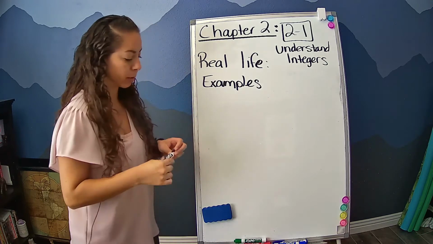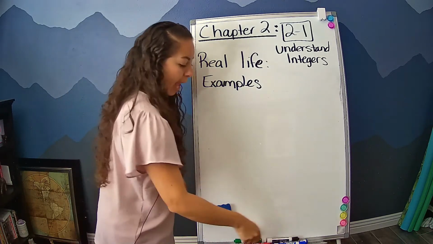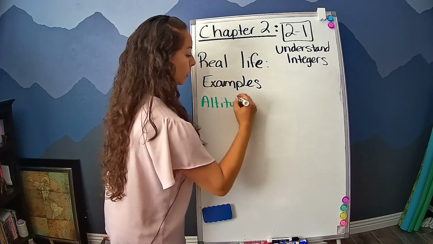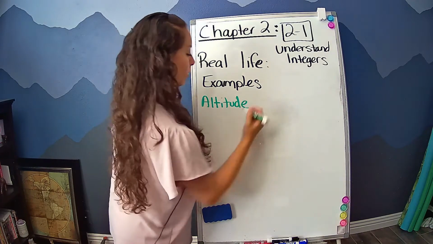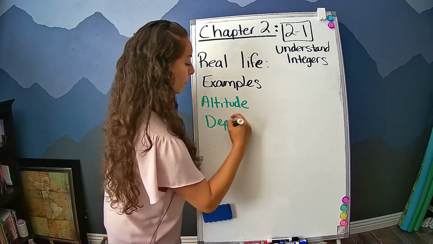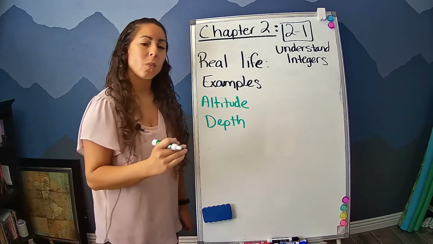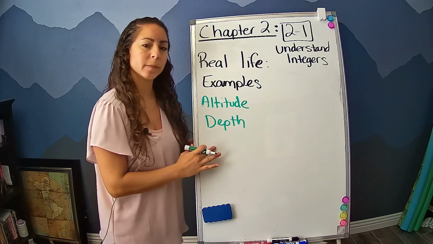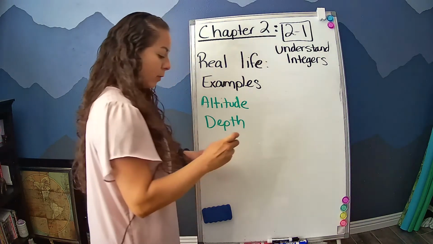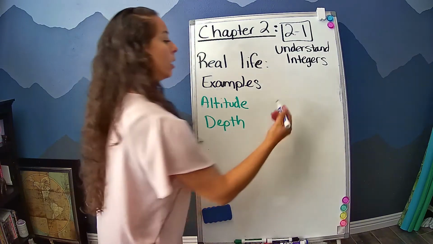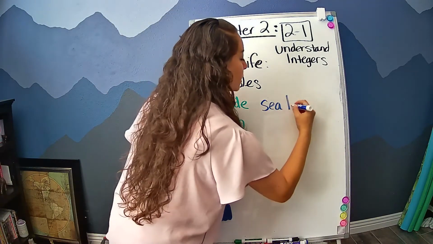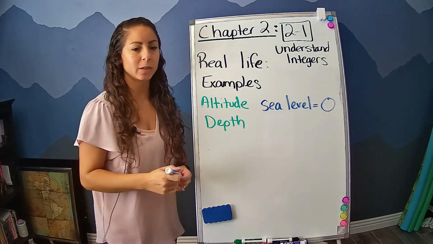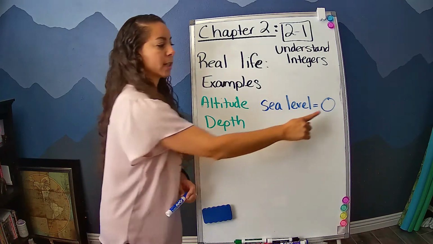Let me change my colors. A different example is altitude or depth. So we have altitude or depth. When we talk about where we are on Earth, we talk about altitude or depth. If you are at sea level is always 0. I think they still do degrees for altitude, but we're just going to say 0.